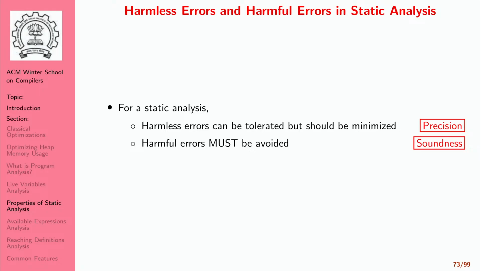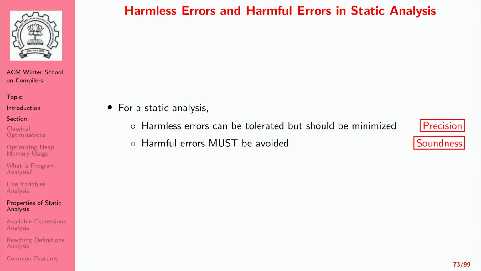Second is x is not live, but the analysis finds it to be live. These are the two possible mismatches in the predictions. Reality here is x is live, my analysis says it's not live. The reality here is x is not live, but my analysis says it is live. Which one of these is harmful, which one is harmless, or both of them are harmful or both of them are harmless?